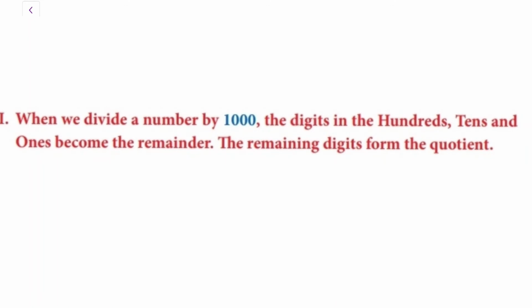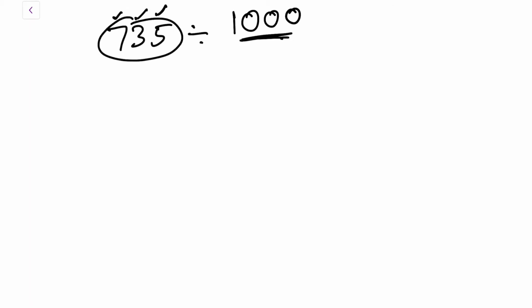When we divide a number by 1000, the digits in the hundreds, tens and ones become the remainder. That means 3 digits. The remaining digits form the quotient. What do I mean by that? 735 divided by 1000. Alright. So according to this, the hundreds, tens and ones, this is your remainder. And the remaining digits form the quotient. So what's your quotient? There's nothing here, right? So that means quotient is 0.